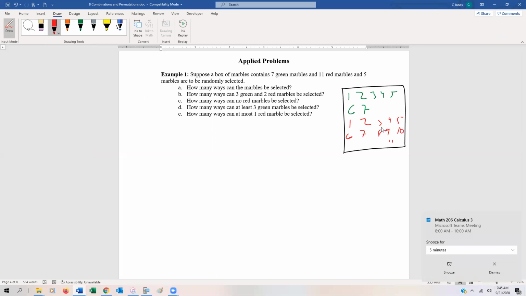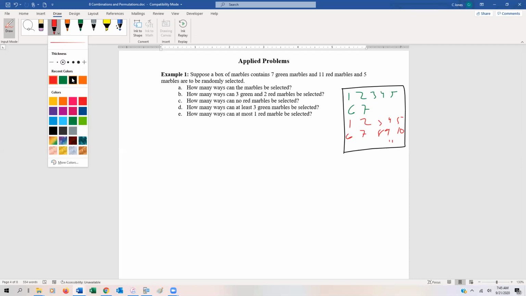All right, and just assume that the numbers represent the marbles for us. It doesn't really matter which number of green or which number of red we select. They're all going to look the same no matter what. I could have just used dots if I wanted to. So let's go through and answer some of these questions now that we've had a little bit of background as to what we're looking at.